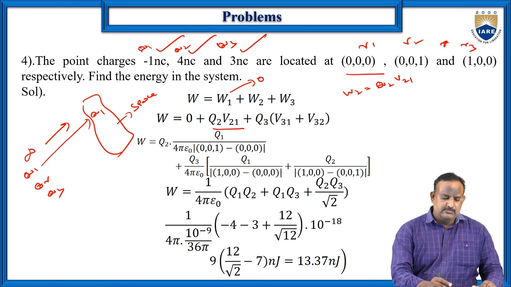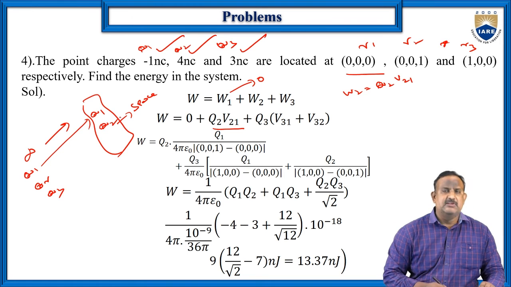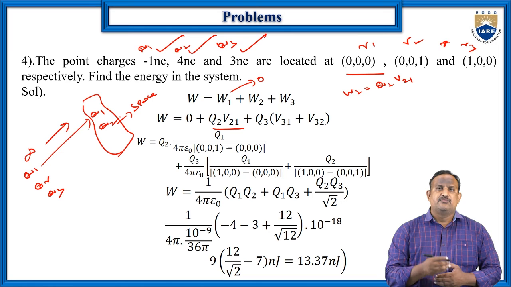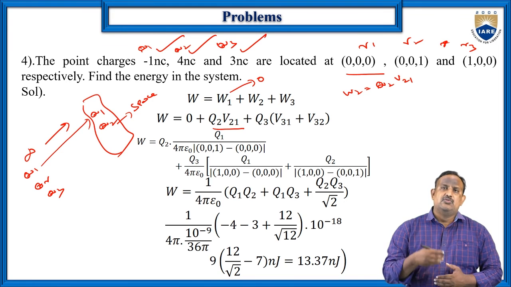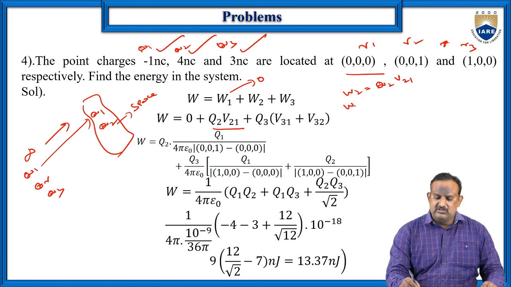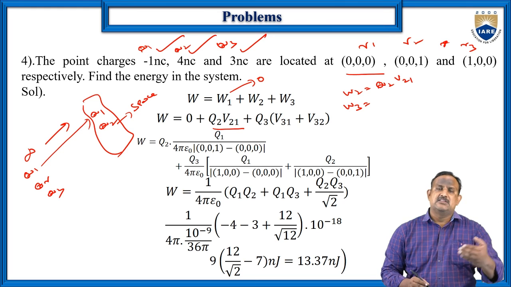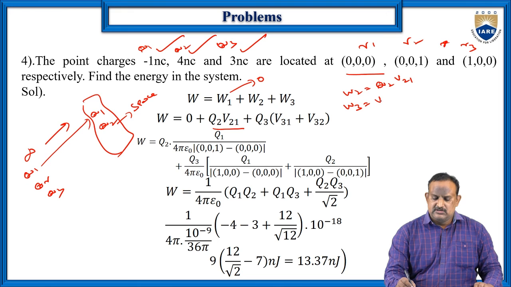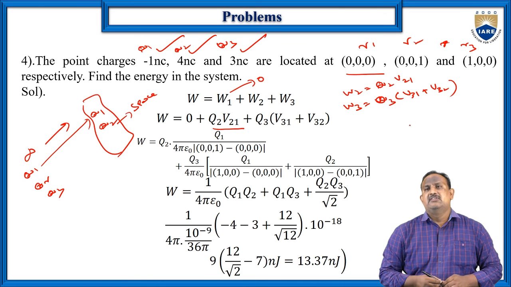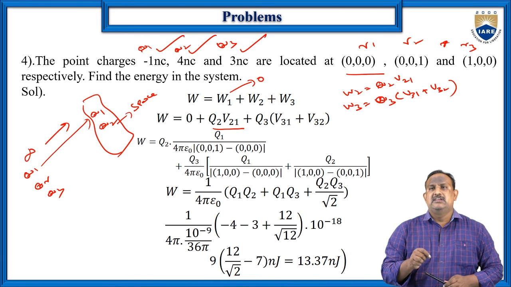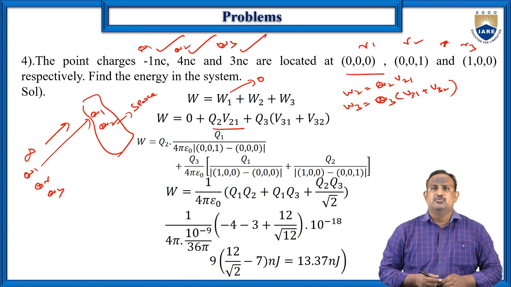Now we have point charges Q1 and Q2 in space. Now we need to move the point charge Q3 from infinity to space. Again, we need to do some work. Therefore, the work done in moving the point charge Q3 from infinity to space, since we already have two point charges in space, is Q3 into V31 plus V32, where V31 is the potential at point 3 due to point charge Q1 and V32 is the potential at point 3 due to the point charge Q2.